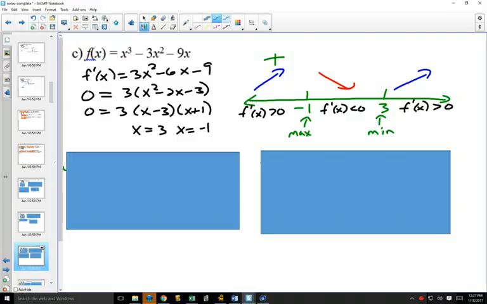Now if I plug a value in between -1 and 3, say 0, well, this is still always positive. This will be negative, but this will be positive. Positive times a positive will always be negative. So I know in that middle section, my function is decreasing.